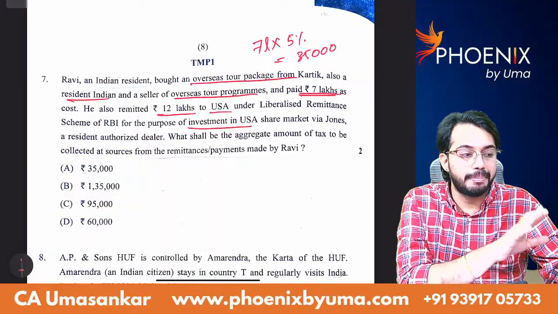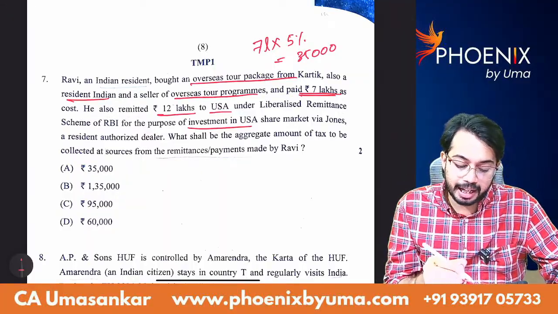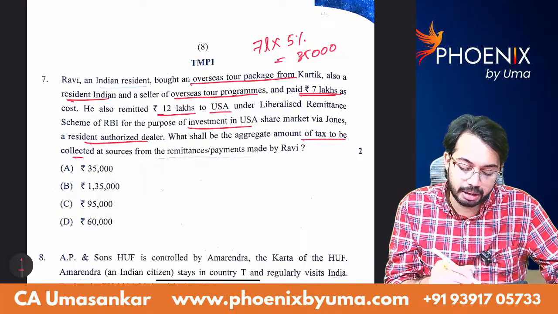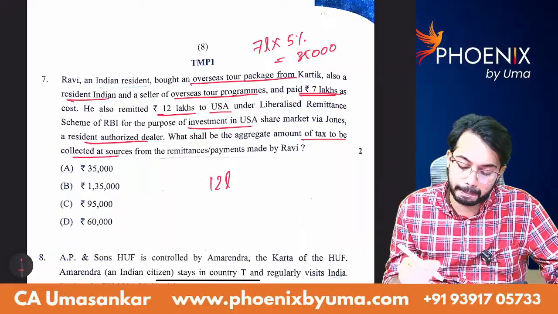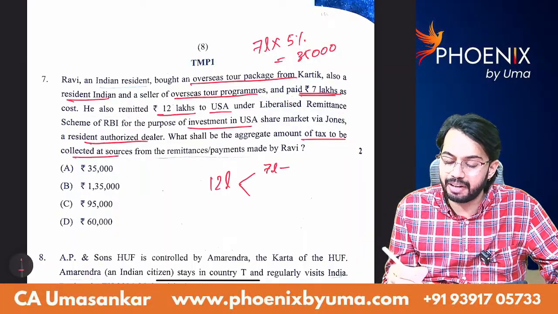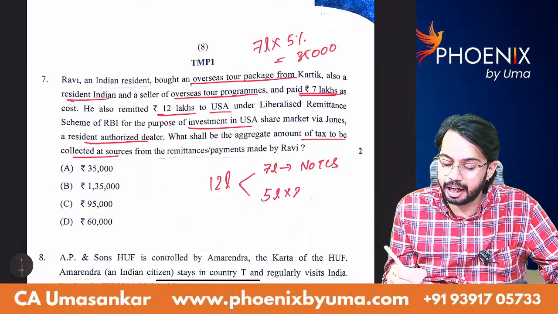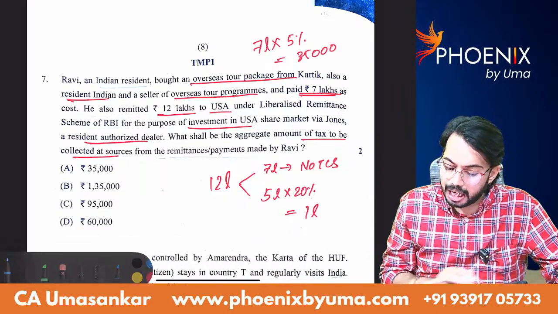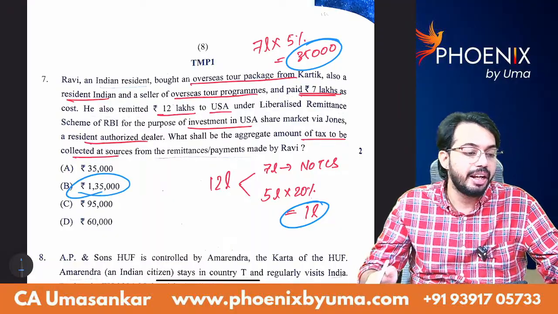Hold on, I will come back to your answers. Let me discuss question number 7. A resident authorized dealer, what shall be the aggregate amount of tax to be collected? See, 12 lakhs is sent for investment purpose. Out of 12 lakhs, 7 lakhs has no TCS threshold limit. Balance 5 lakhs, rate of TCS 20%, 1 lakh rupees. So, total TCS is 1 lakh 35,000.